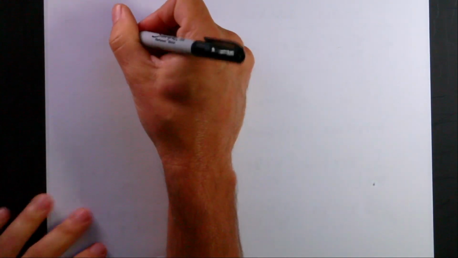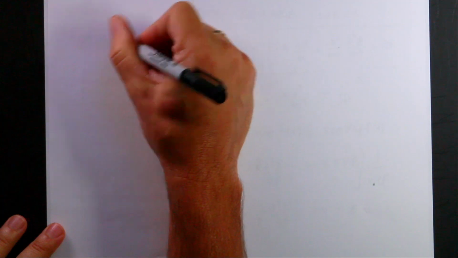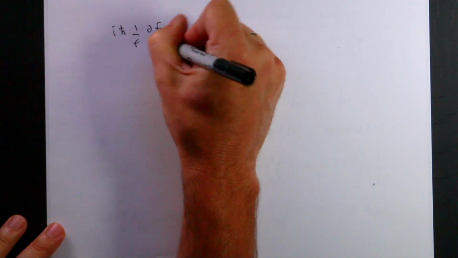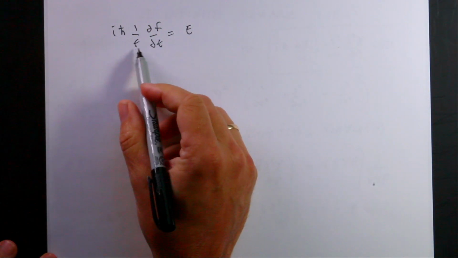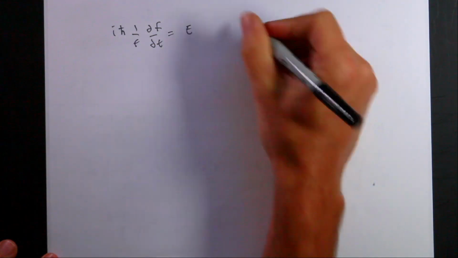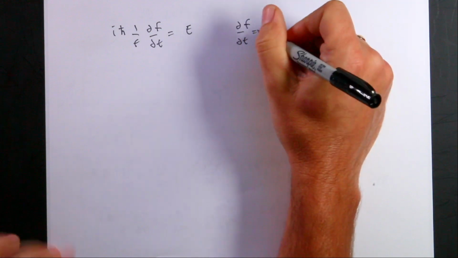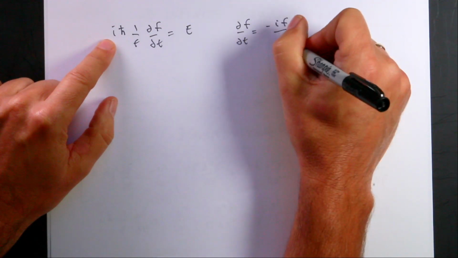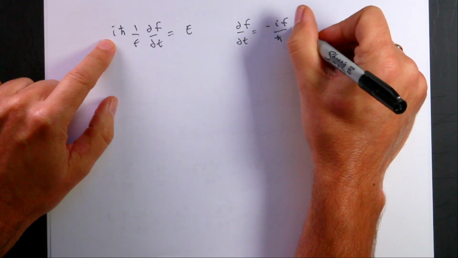So here I have, and this is exactly the same as what we did for the one-dimensional infinite square well, i h bar 1 over f partial of f with respect to t is equal to E, which is some constant. So I'm going to multiply both sides by f, divide both sides by i. I get partial of f with respect to t equals minus i f over h bar E.